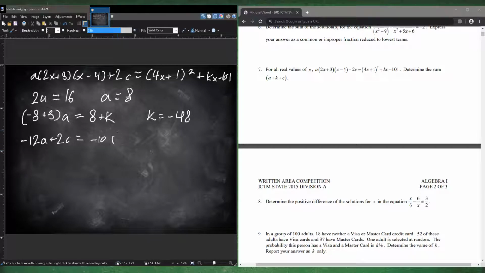So, sorry, that's 100. So negative 100 plus that 96 equals negative 4. And then c equals negative 4 divided by 2. So c equals negative 2. So negative 48 plus negative 2 is negative 50, plus this 8 is negative 42. So that is your answer for number 7.